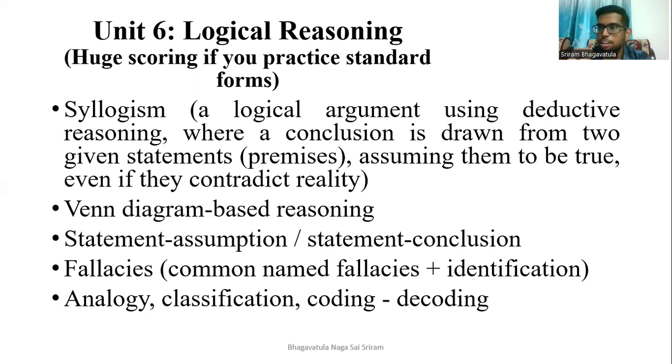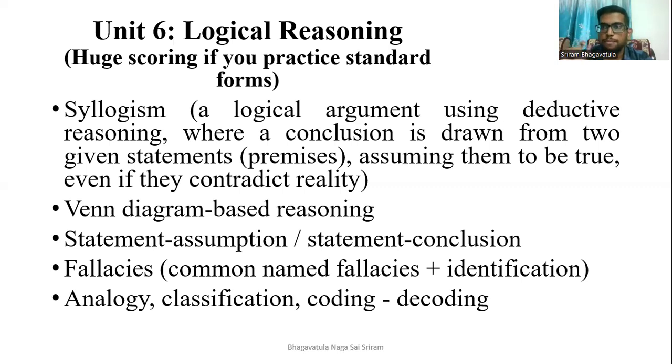So the first one is syllogism. That is a logical argument using deductive reasoning, where a conclusion is drawn from two given statements, known as premises, assuming them to be true even if they contradict reality. What type of things will usually be there? For example, a statement: all birds can fly. The second statement follows: a penguin is a bird. The conclusion will be the penguin can fly, whether it is true or not.